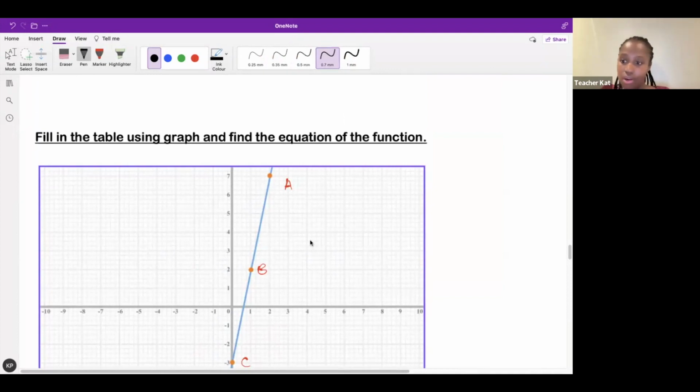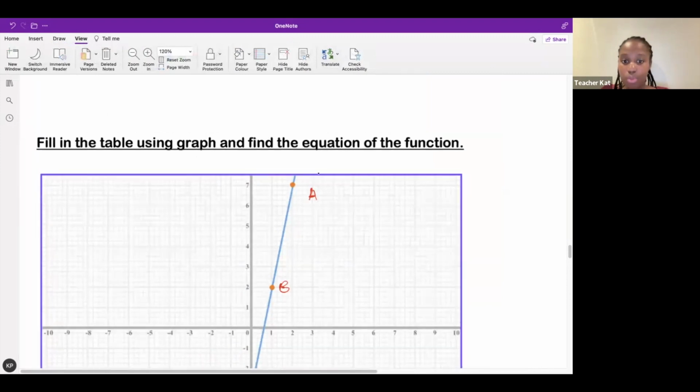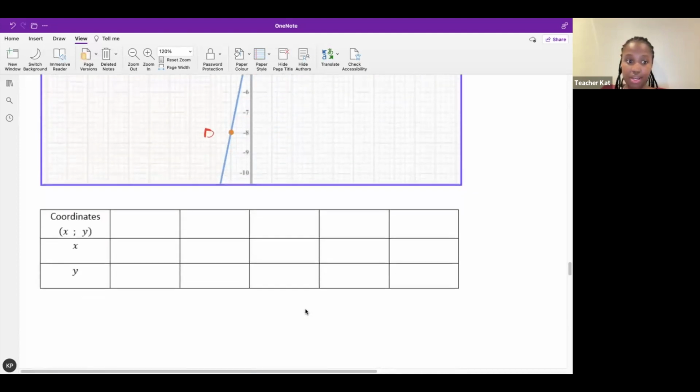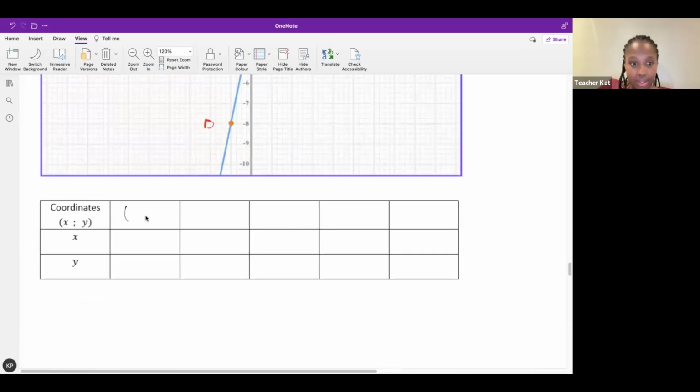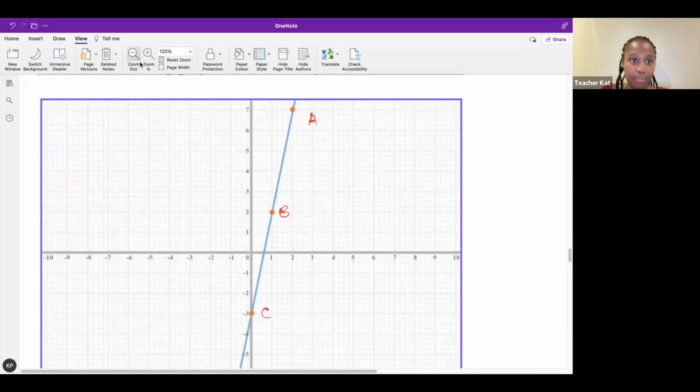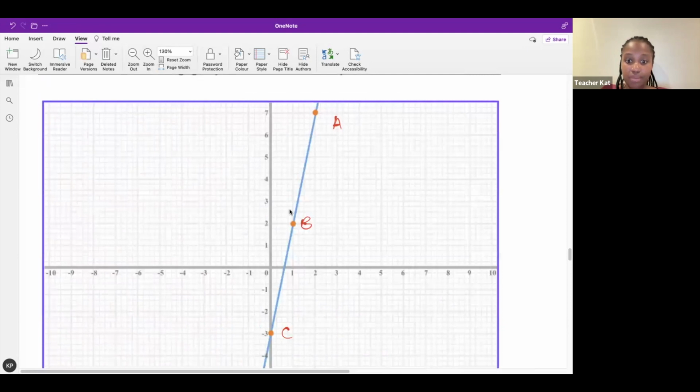Now let's get going. Coordinate A. What are the coordinates for point A? Point A is all the way here. It is 2 and 7, and that is correct. So point A is 2, 7. Remember, you can zoom in on your device as well if you can't see properly, but I did try and zoom in a little bit here.